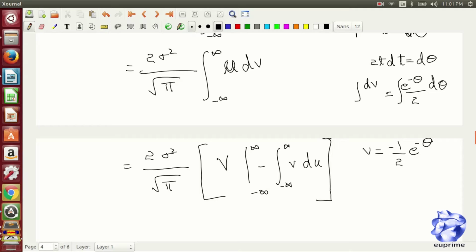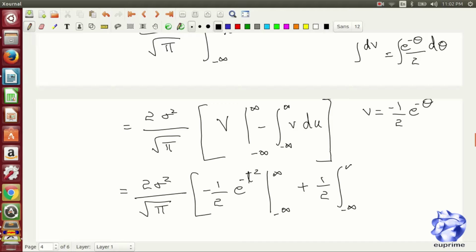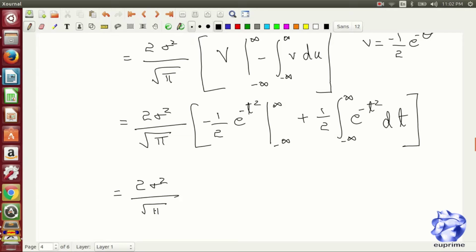And 2 sigma square by root of pi, we substitute this as v, so we get v in terms of minus infinity to infinity minus integration of minus infinity to infinity v with respect to du.